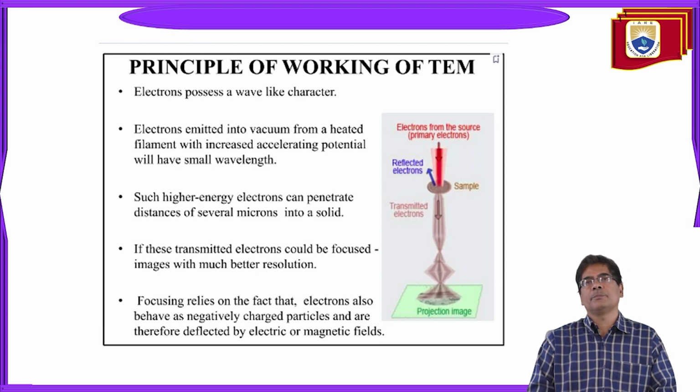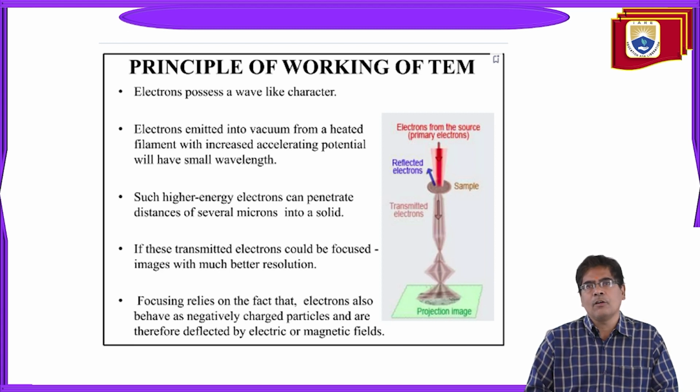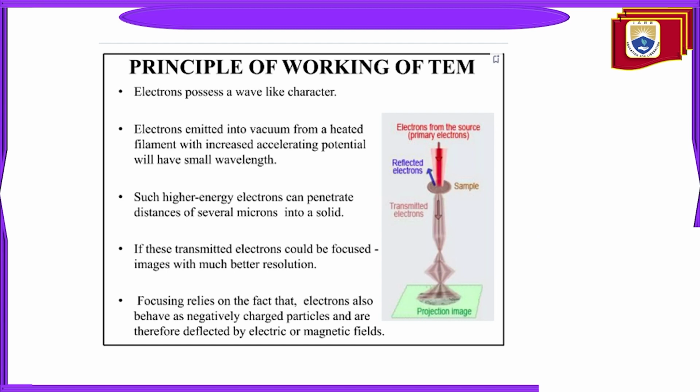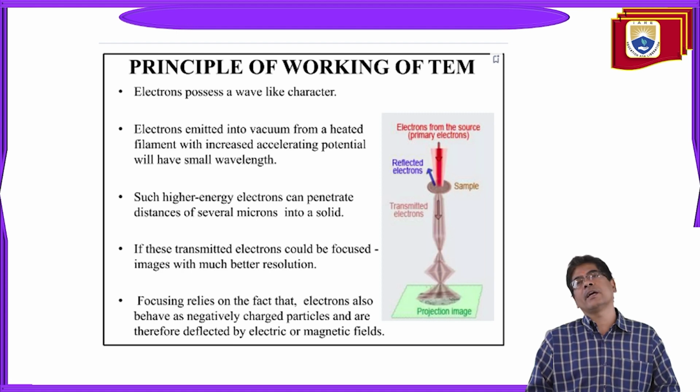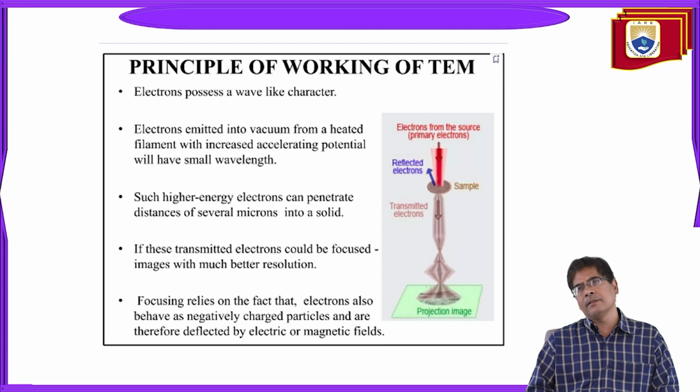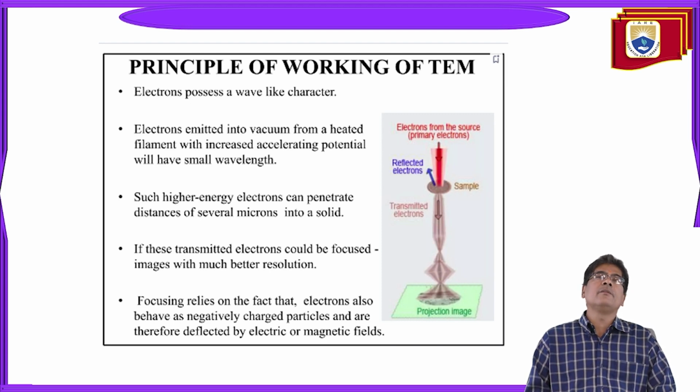Right? So what is the principle of working of transmission electron microscopy? Electrons possess a wave-like character according to the dual nature of matter and radiation, which was proposed by de Broglie. So that is the quantum mechanical principle we need to think about, the wave-particle duality proposed by de Broglie, that electrons possess a wave-like character. That is a dual nature, right? Electron sometimes behaves as a particle, sometimes behaves as a wave.